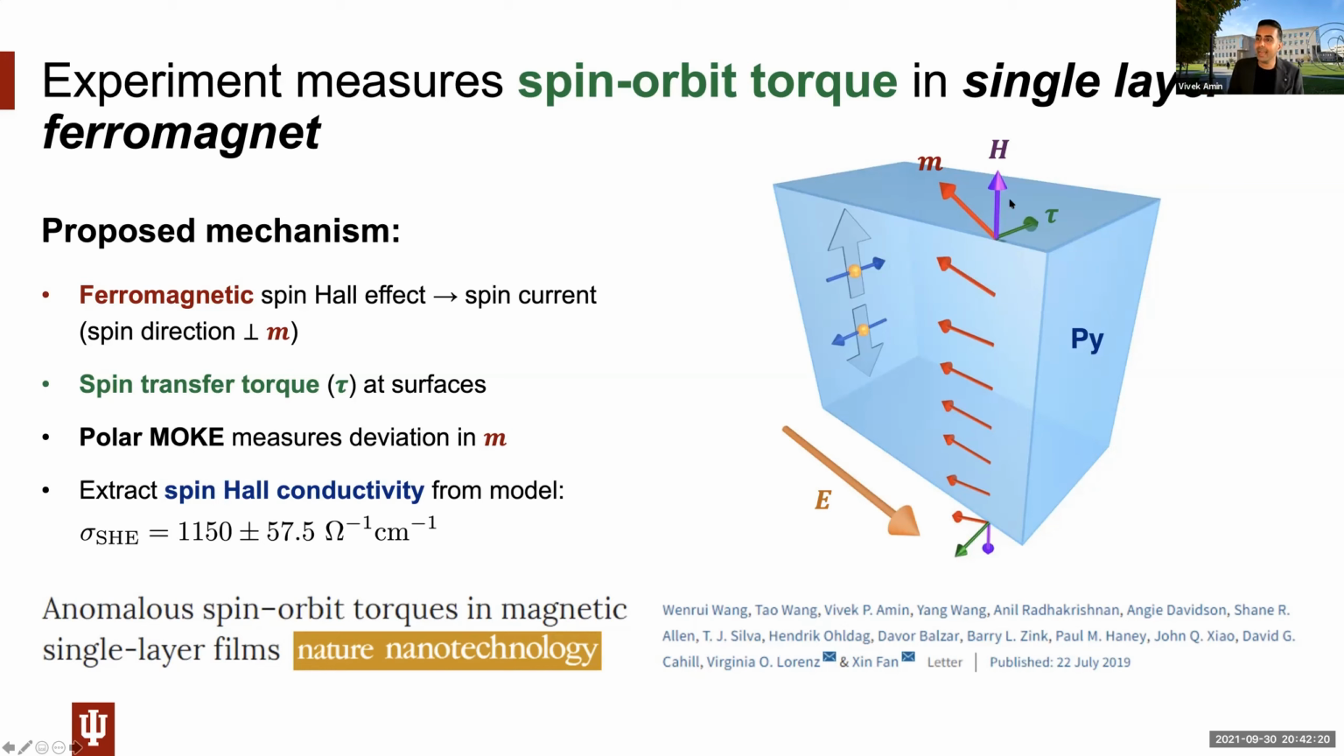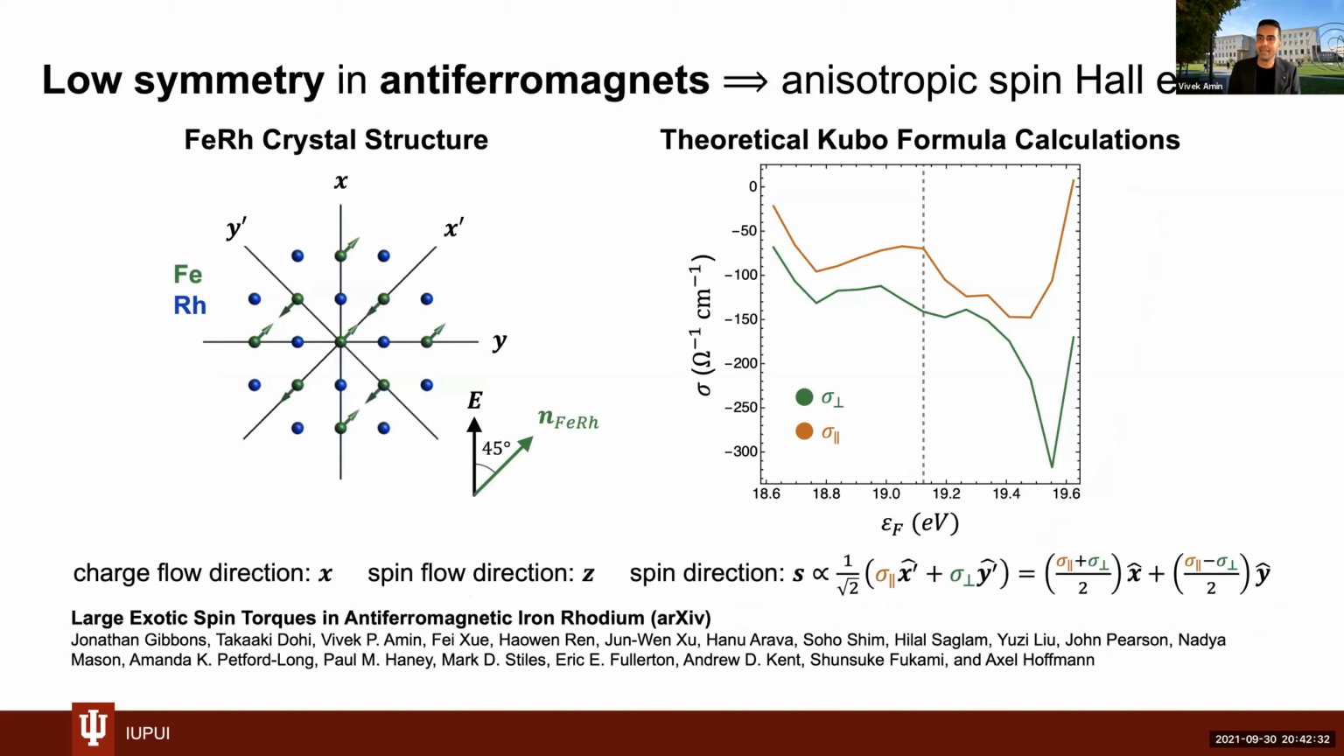So I just talked about ferromagnets, but I also promised to talk about antiferromagnets. So again, we have low symmetry in antiferromagnets that can give us a kind of anisotropic spin Hall effect. So what I'm going to talk about is an experiment theory collaboration, which you can read about here in the archive. I'm going to focus only on the theoretical part for now. And so what we were doing was looking at the spin currents that are generated in an antiferromagnetic material, right? So the antiferromagnetic material we looked at was iron rhodium. Here's the crystal structure for iron rhodium.